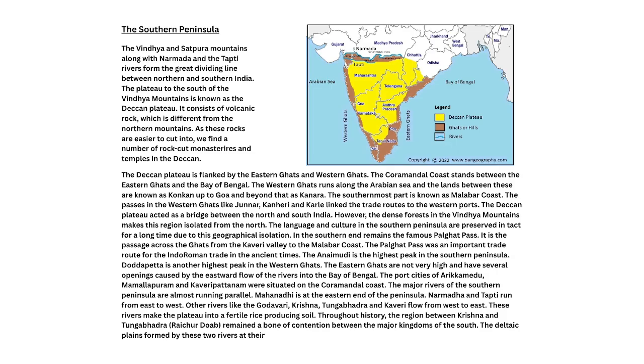The Deccan Plateau is flanked by the Eastern Ghats and the Western Ghats. The Coromandel coast lies between the Eastern Ghats and the Bay of Bengal. The Western Ghats runs along the Arabian Sea, and the lands between these are known as Konkan up to Goa, and beyond that as Kanara. The southernmost part is known as the Malabar coast.